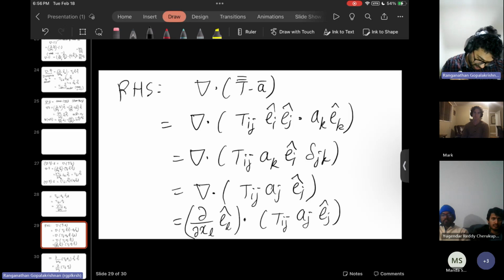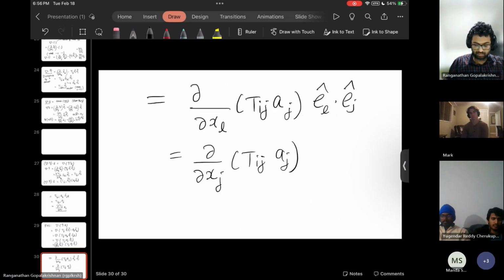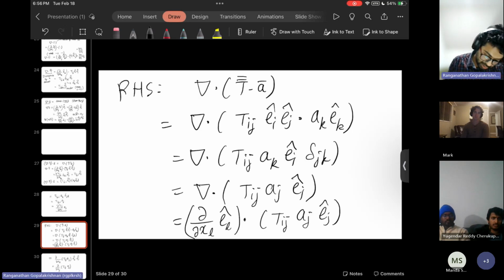Did we do everything right? Want to make sure. Okay. So here we are. Oh, wait. This is supposed to be divergence of T transpose. So everything that I did is actually wrong. We have to redo this. I left out the transpose.